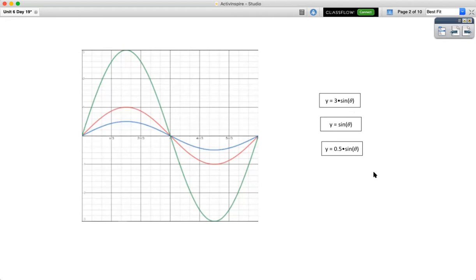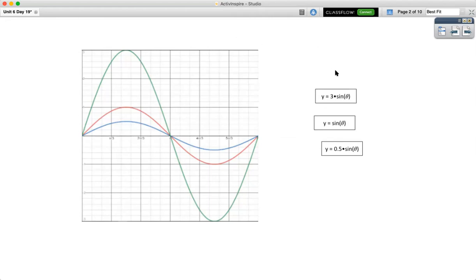So what I'm going to ask you to do is, after I explain, pause the video and see if you can figure out which equation matches with which graph over here. Which graph is going to match y equals 3 sine theta, which one y equals sine theta, which one y equals 0.5 sine theta? So go ahead and pause the video. Once you think you have the answers, just unpause the video and we will continue.